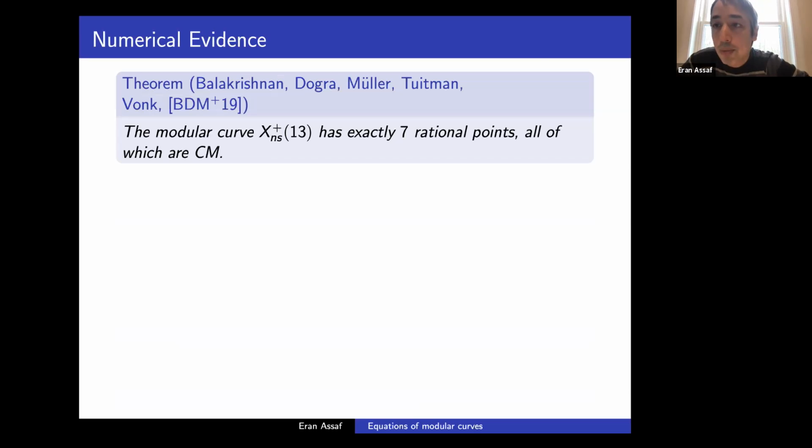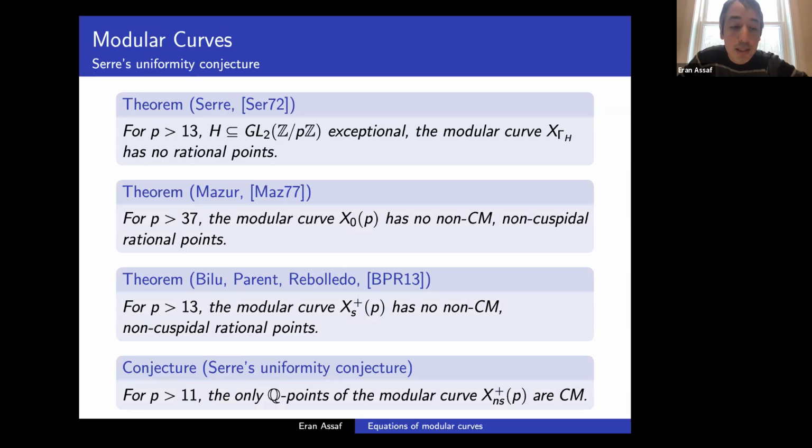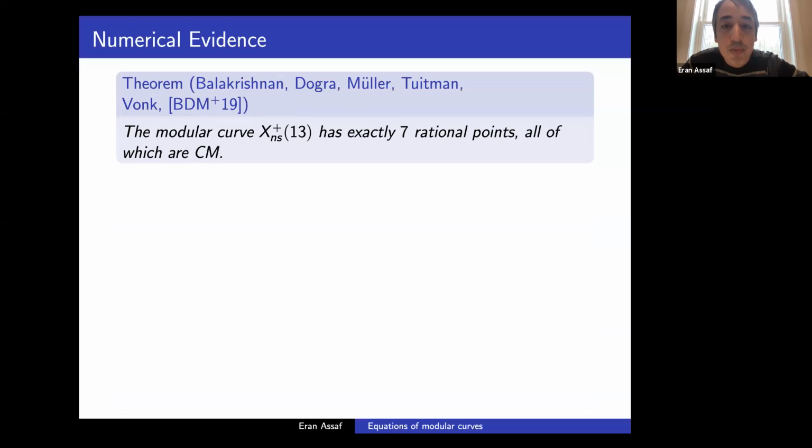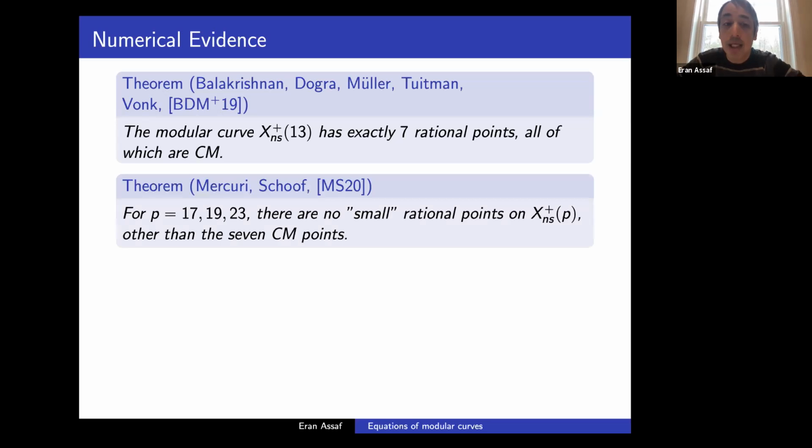So what do we know about this conjecture? Note that the conjecture is for p greater than 11. We know it for p equals 13. That's the largest prime for which we know that it holds, and we have known it since last year, 2 years ago now. That is, the modular curve has exactly 7 rational points, all of which are complex multiplication.